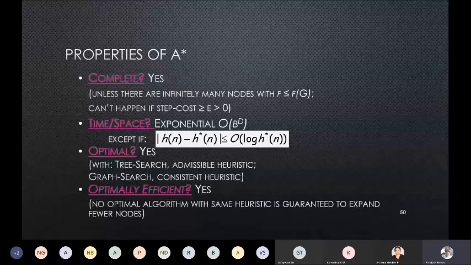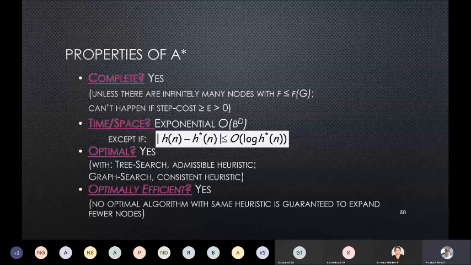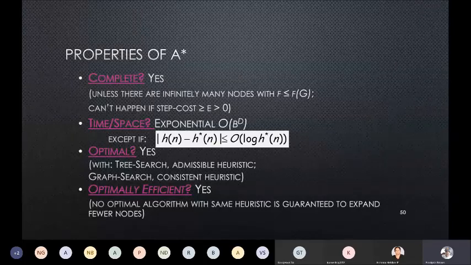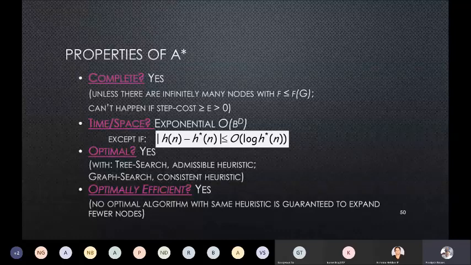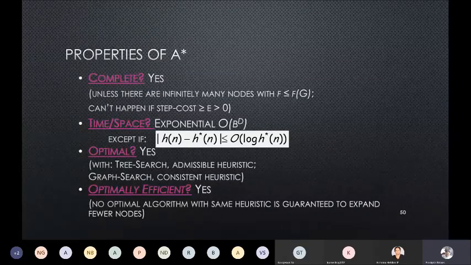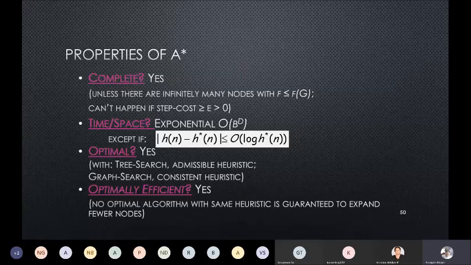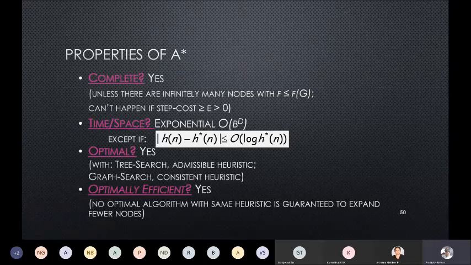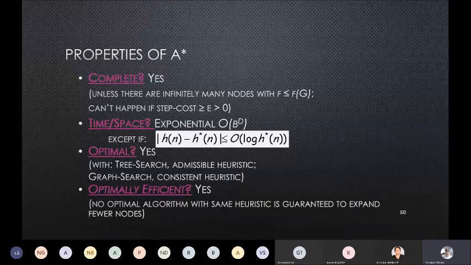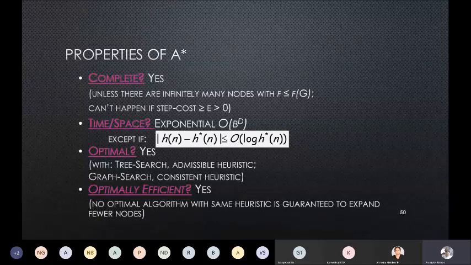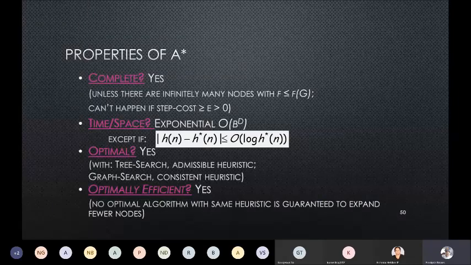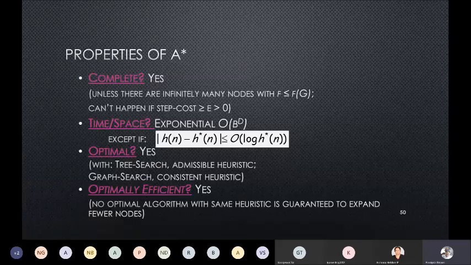So this is complete, that it will bring you to London, or it will bring you to the goal node. Time and space complexity are again exponential, which is bad. And it is optimal for tree search and, with certain conditions, for graph search. These conditions are in terms of the weights on the edges. In most practical cases, if these weights are positive, then it is optimal. And it is also optimally efficient. No optimal algorithm with the same heuristic is guaranteed to expand fewer nodes, because it's like a breadth first search, in that it expands all nodes which can be reached within a lower f value.